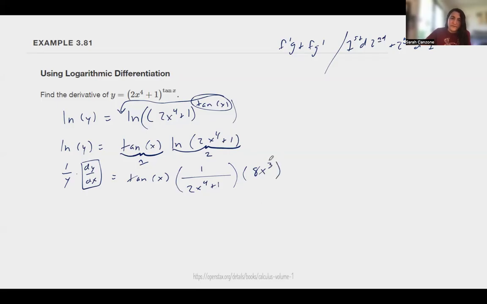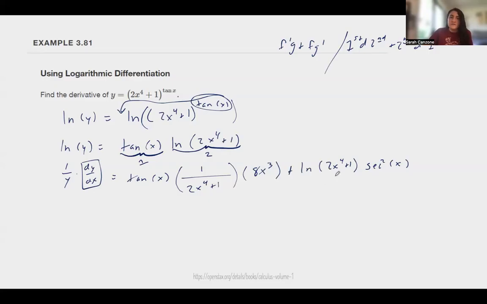So that's first times the derivative of the second plus second. We can just rewrite the natural log of 2x to the fourth plus 1 times the derivative of the first. Well, the derivative of tangent we know is secant squared of x. And then the derivative of x is 1, so we don't have to actually rewrite that.